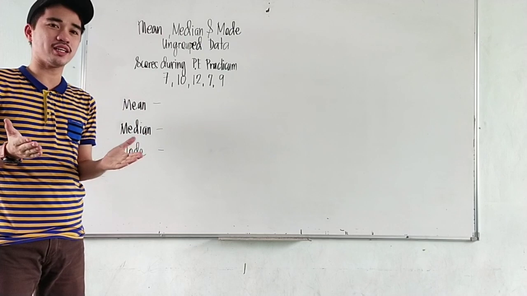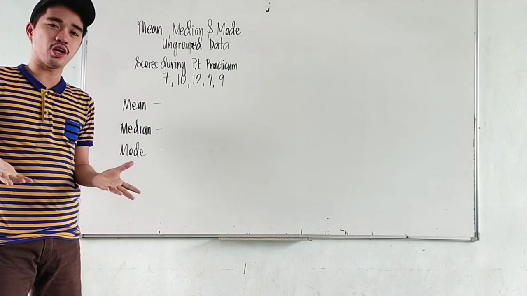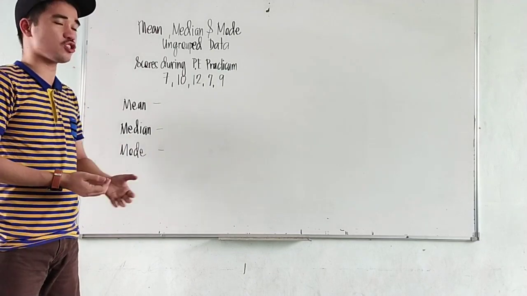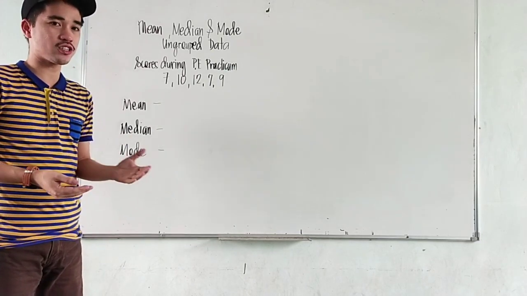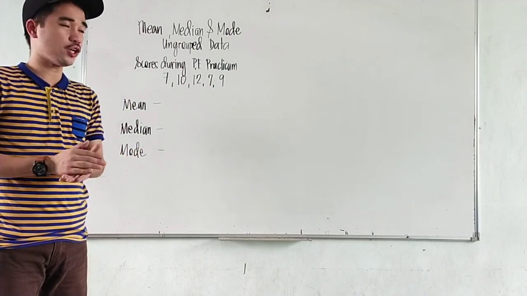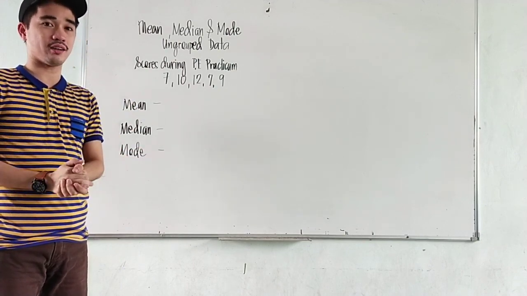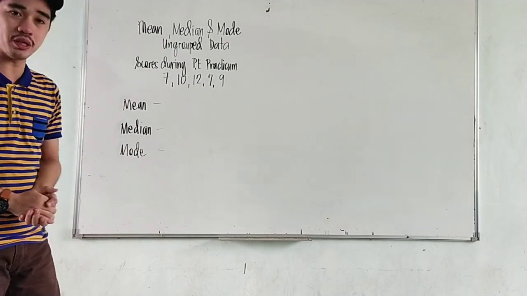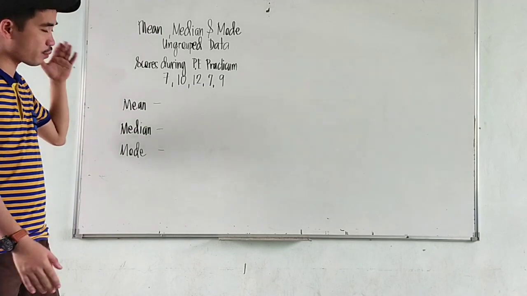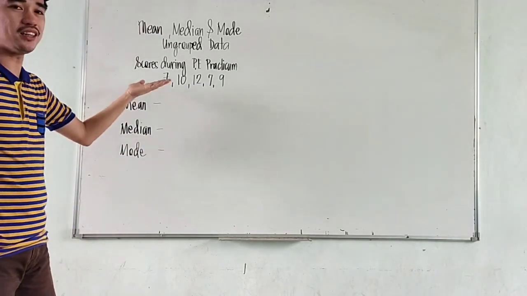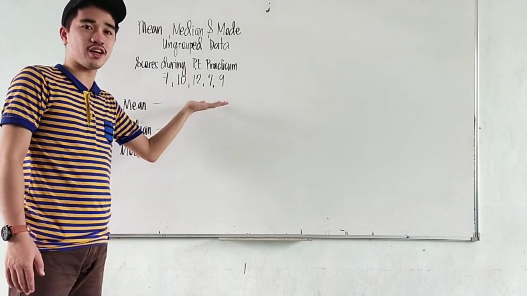Discuss on how to get the mean, median, and mode using the group data. But before we go on the presentation and discussion, I just want to have a review of how easy it is to get the three if we are using ungroup data. Here, we have an example of scores during the practicum. I have given numbers of scores: 7, 10, 12, 7, and 9.